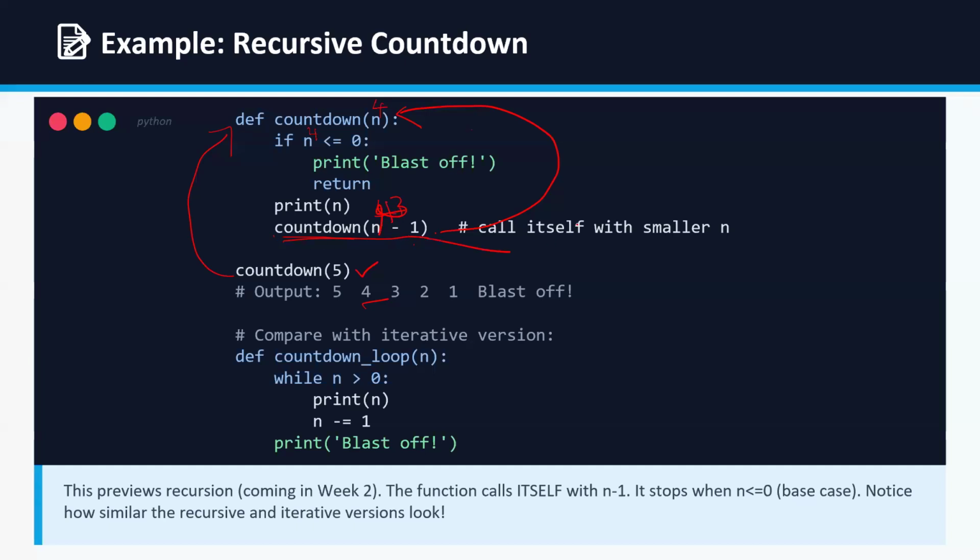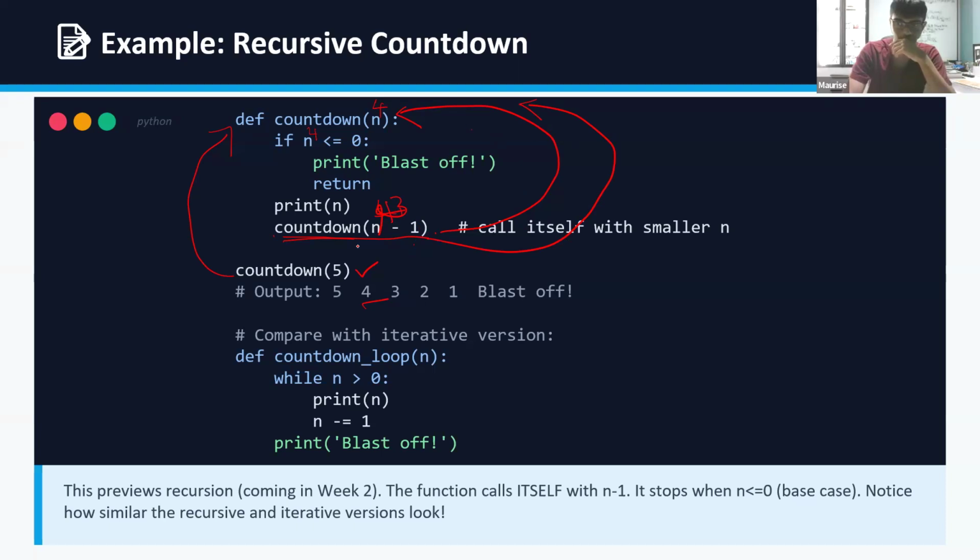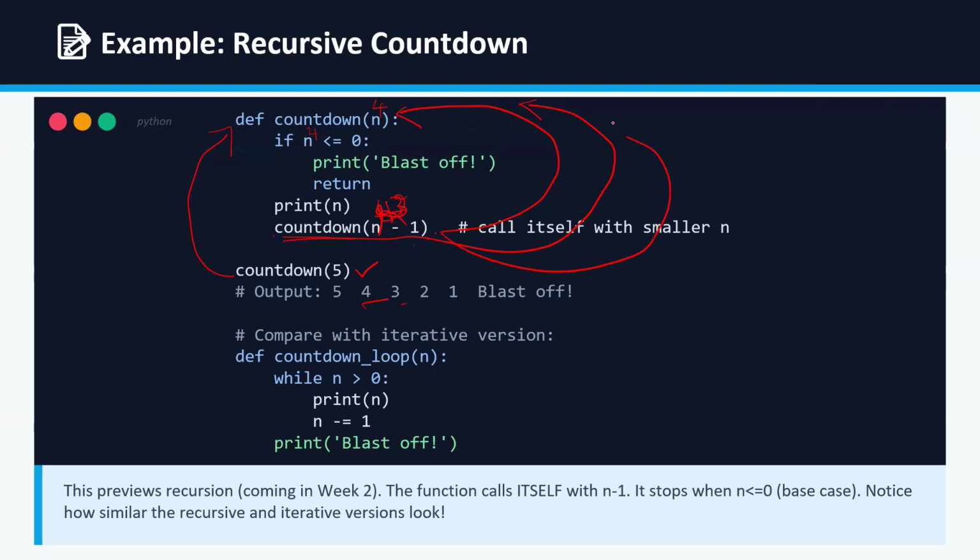Again, it is calling that function, like calling itself from itself only. So 3, and then 2. Again, it's calling with 2, then 1. And when it becomes 1, it will print 1. Now 1 minus 1 is 0.